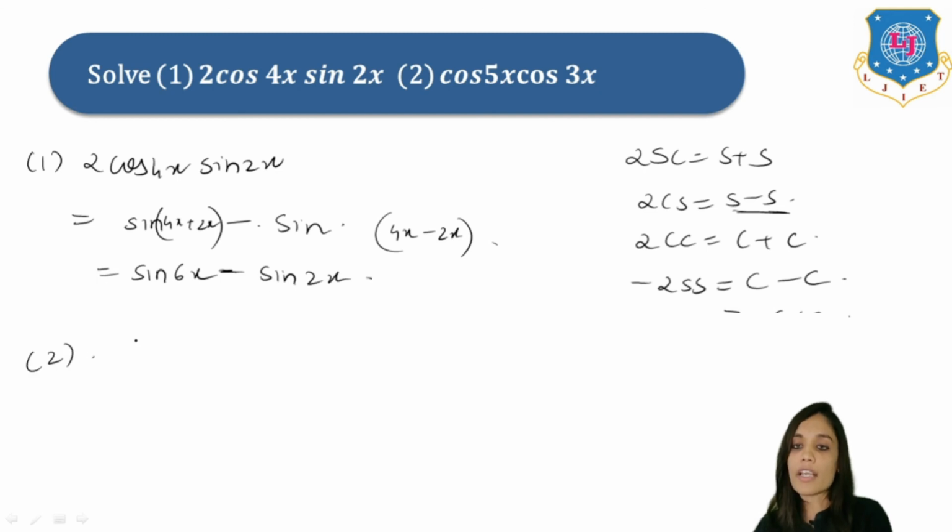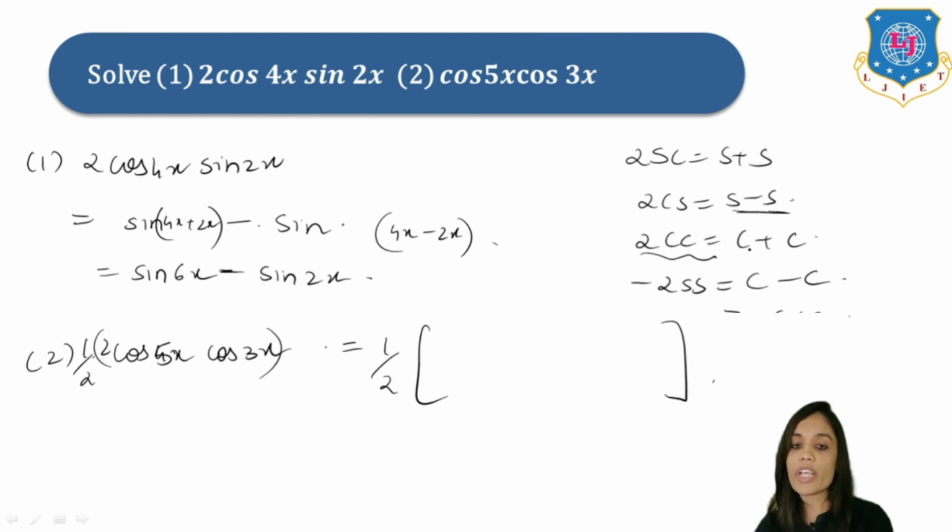Okay. And second, cos 5x cos 3x. Now this 2 is missing. We want 2cc. So we have to first multiply and divide by 2. Okay. So now we can use the formula. So 1 upon 2 times 2cc means cos plus cos. Now just add 5x plus 3x. So our answer will be what? 8x. And 5x minus 3x, our answer will be what?